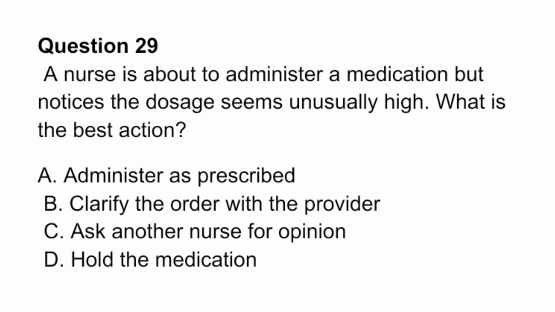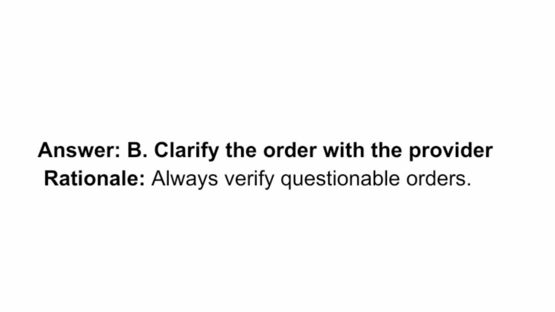Question 29. A nurse is about to administer a medication but notices the dosage seems unusually high. What is the best action? A. Administer as prescribed. B. Clarify the order with the provider. C. Ask another nurse for opinion. D. Hold the medication. Answer: B. Clarify the order with the provider. Rationale: always verify questionable orders.